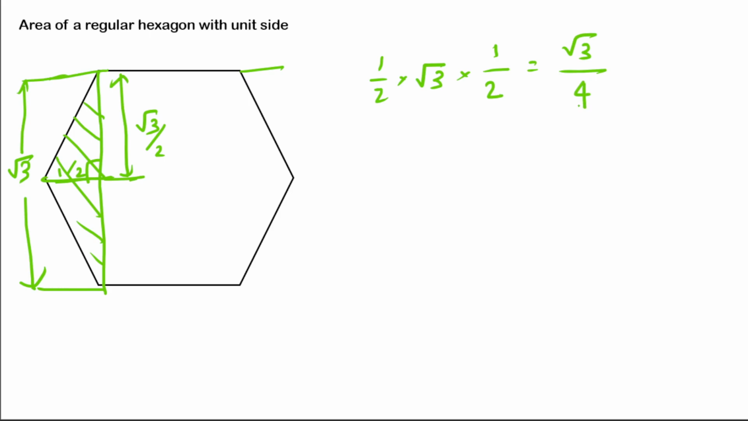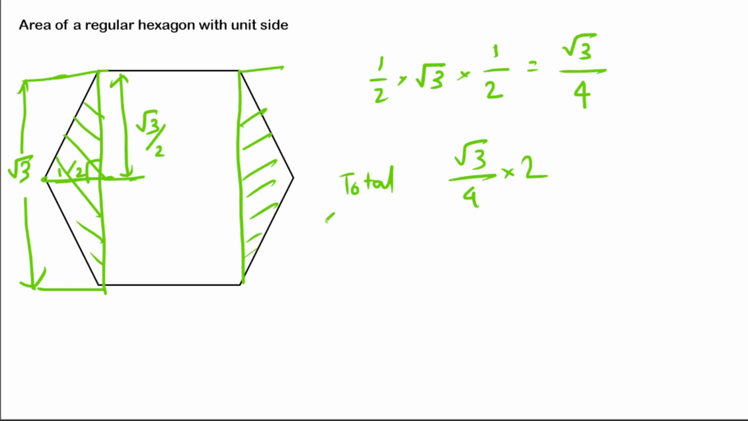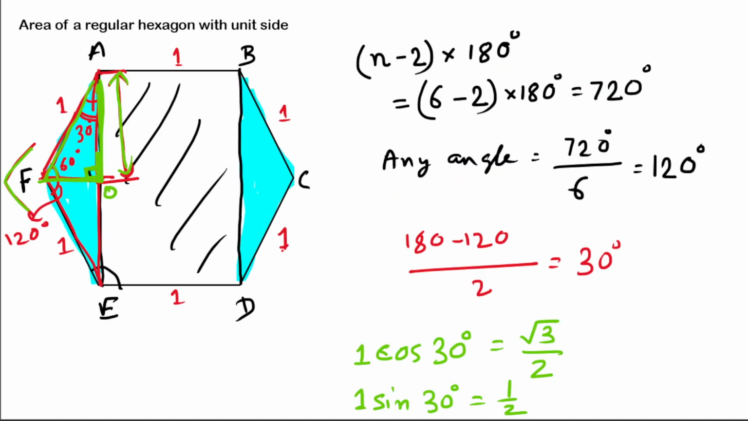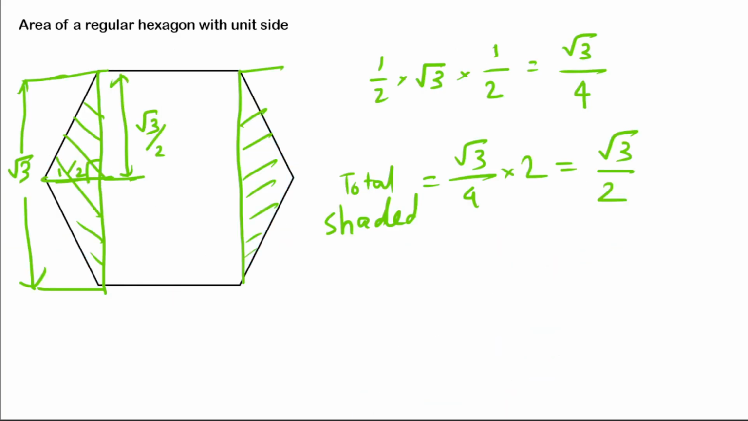Now that you have this, what about this triangle? This triangle is also going to be root 3 by 4. So it is root 3 by 4 into 2, total shaded area, which is going to be root 3 by 2. Hopefully till now you have no confusion. We have already covered this shaded area. Now we have to see what is the area of this rectangle. First you have to prove that it is a rectangle.